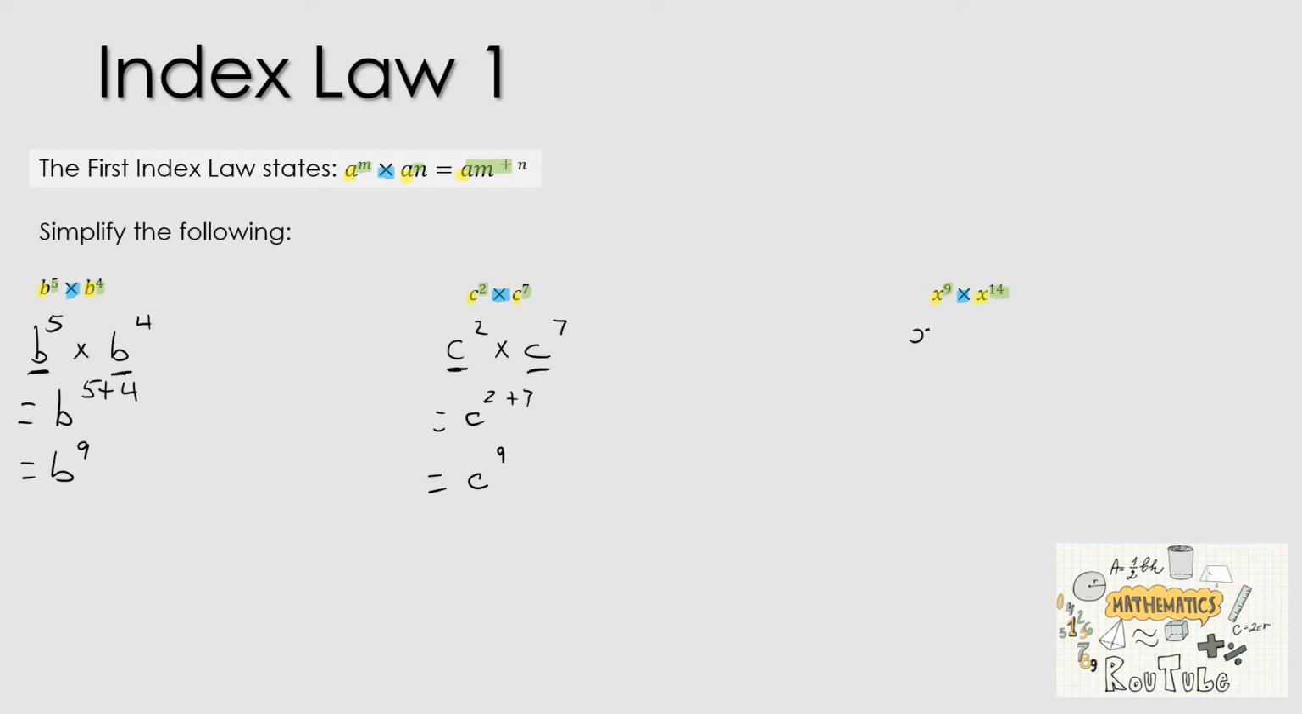So here we've got x to the power of 9 multiplied by x to the power of 14. Once again, the two bases join to make one base of x, and then the powers, the indices, just get added together. So it becomes x to the power of 9 plus 14, which is therefore x to the power of 23. So that's a really brief and quick introduction to the first index law, which we will continue going through with a couple of other examples.